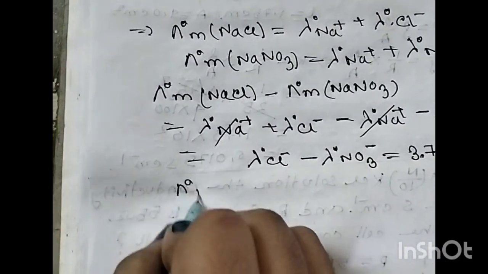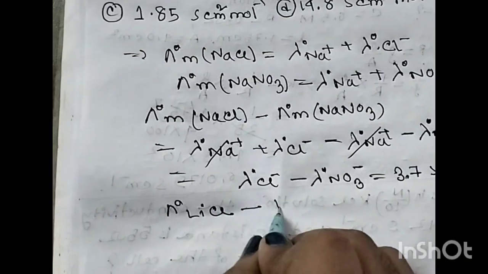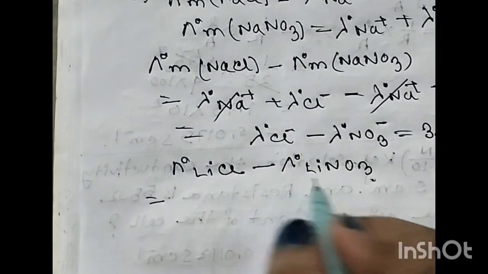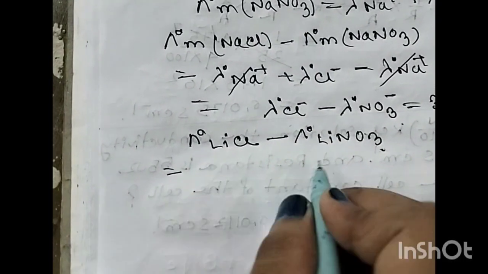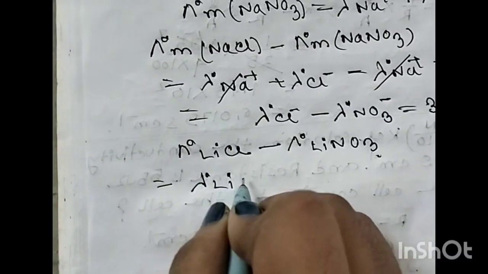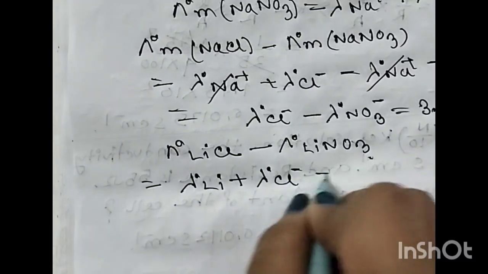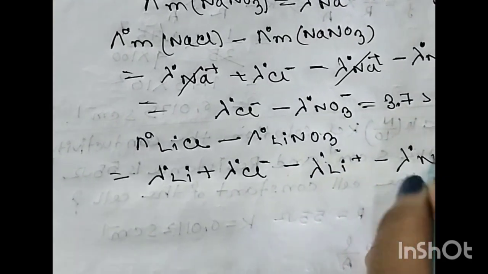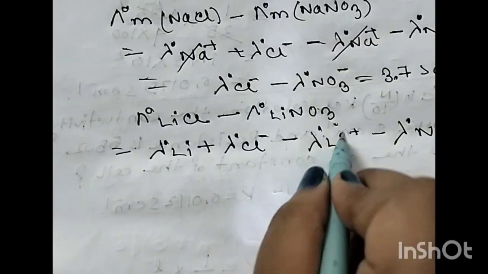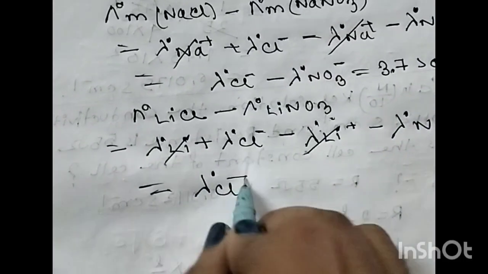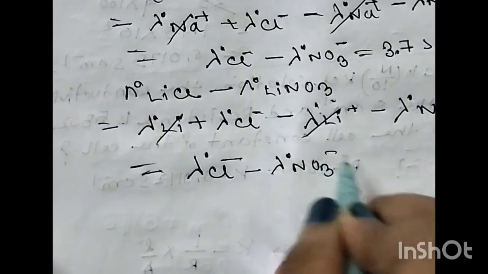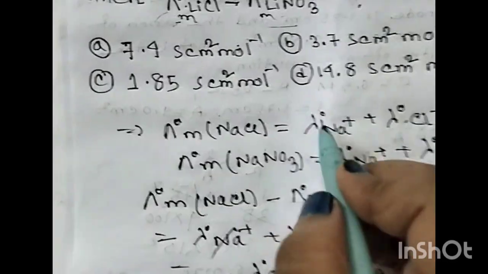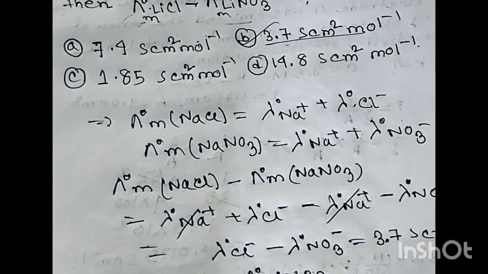Now we have to calculate lambda naught LiCl minus lambda naught LiNO3. If we dissociate this, what happens? Ionic conductivity of Li plus plus ionic conductivity of Cl minus, minus ionic conductivity of Li plus plus ionic conductivity of NO3 minus. So the value of lambda naught Cl minus lambda naught NO3 minus equals 3.7. So the answer is B, 3.7 Siemens cm square mole to the power -1.